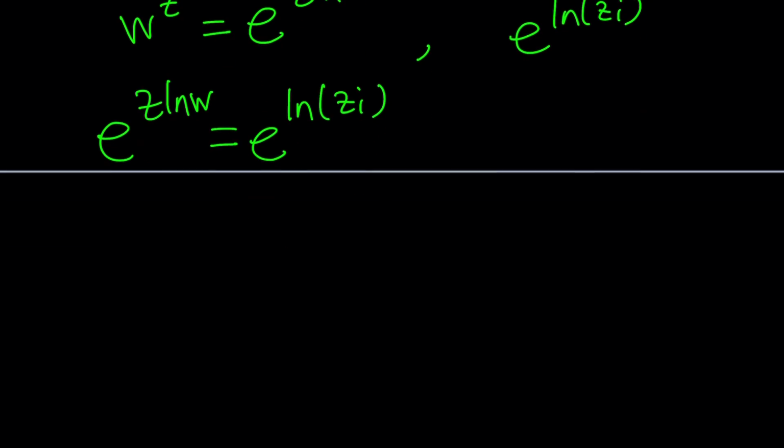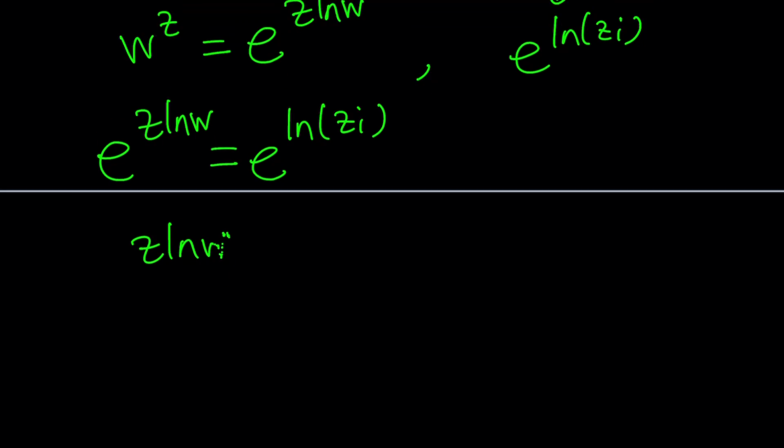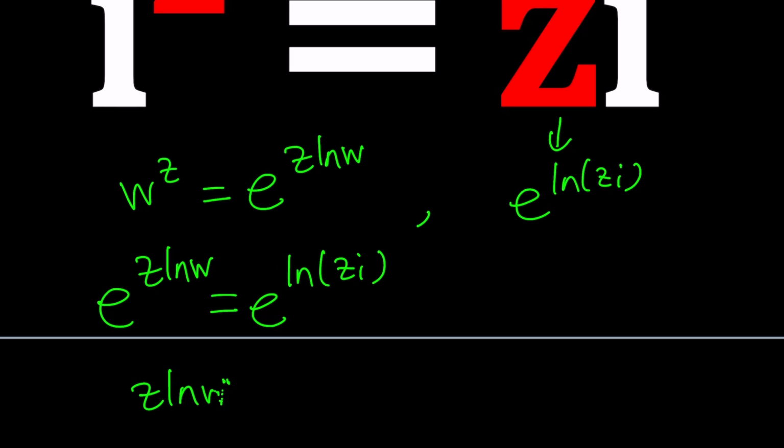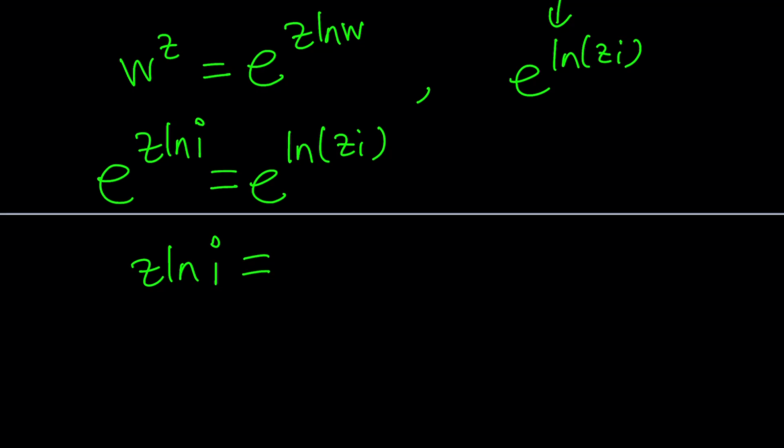And then we can go ahead and write this as z ln w. By the way, what I mean by w is i, so let me go ahead and back up a little bit. This is going to be an i, and this is also going to be an i. Cool. So we get z ln i equals ln zi, because what we did was take the natural log of both sides. It was ln because it's e to the ln.